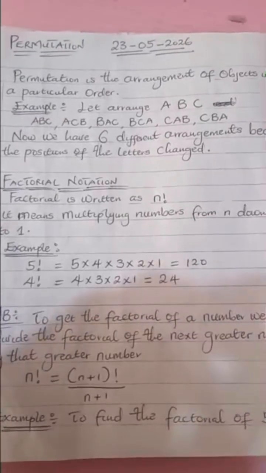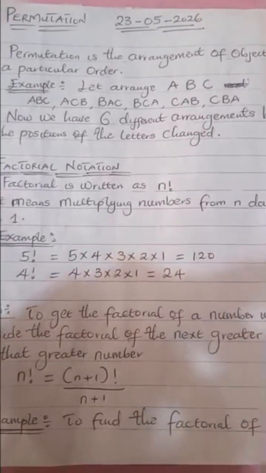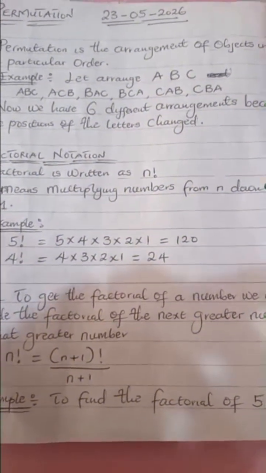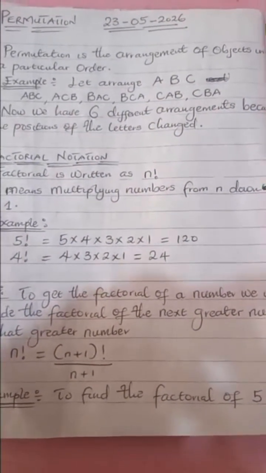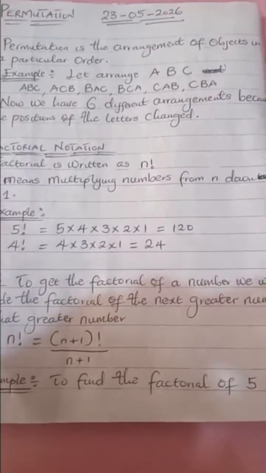Okay, so permutation is simply the arrangement of objects in a particular order. So please note that word order. Okay, thank you. So let's move down to the notes so we can proceed. Now looking at this, we can see the definition of permutation. It says permutation is the arrangement of objects in a particular order. You can see the definition there.